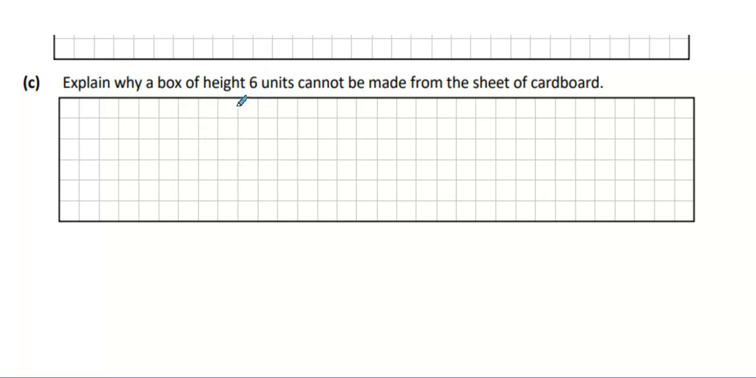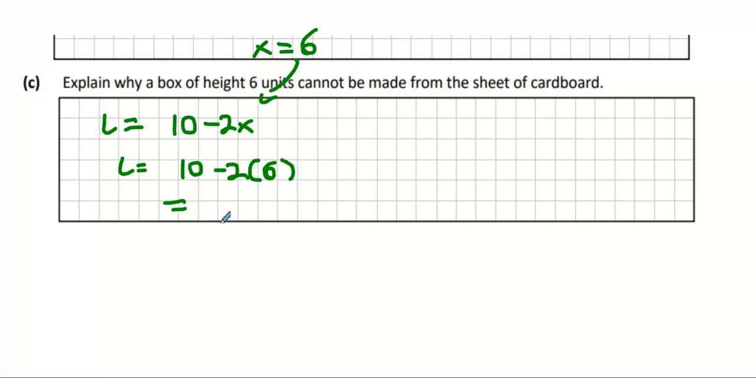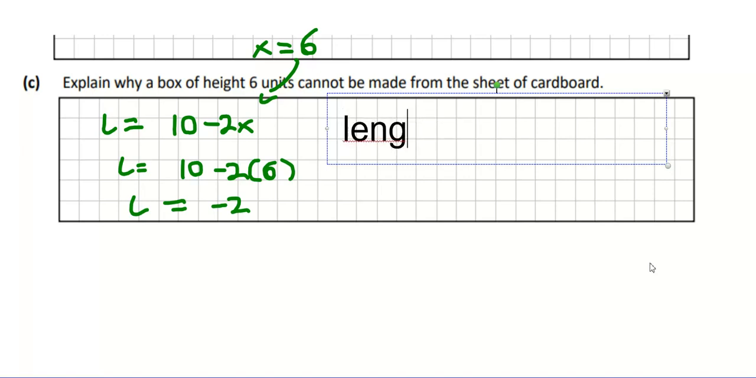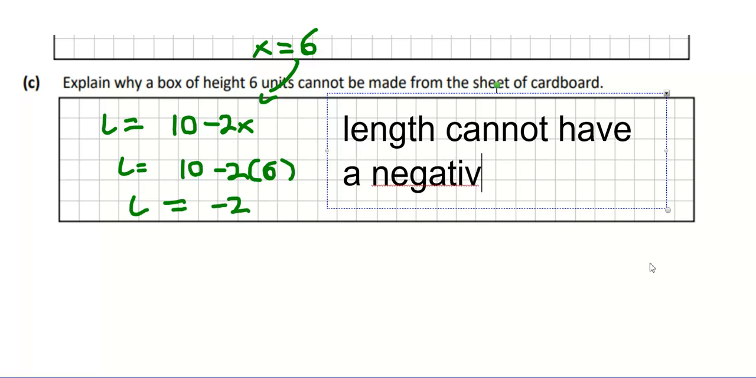Now, next question. Why can you not have a height of 6 units? Why can you not have an x value of 6? Well, here's the deal. Remember the length was 10 minus 2x. If you sub in 6 into this, your length will be 10 minus 2 times 6. And then your length will be equal to minus 2. So basically, the reason being is your length can't be negative. Length cannot have a negative value.